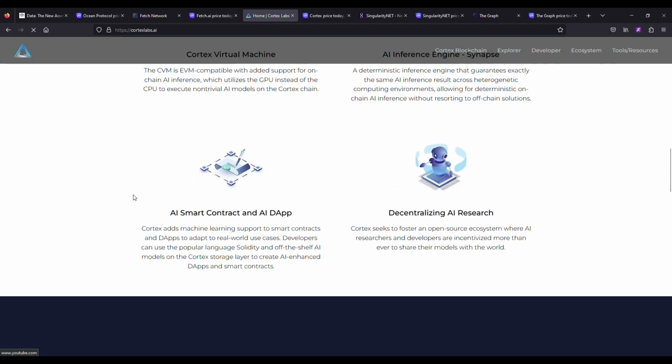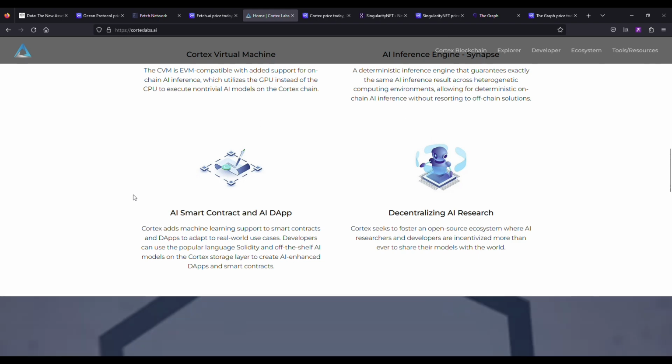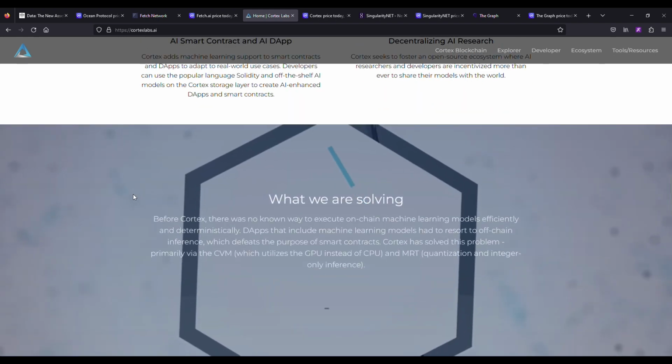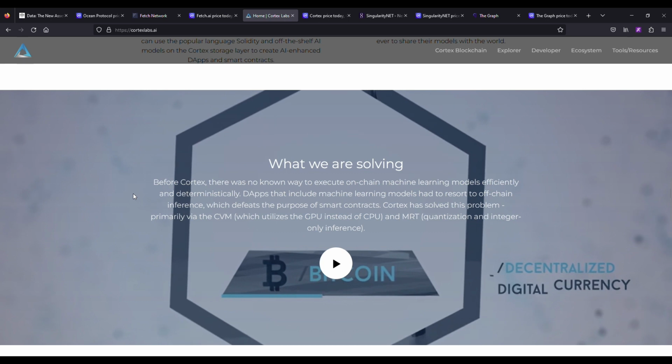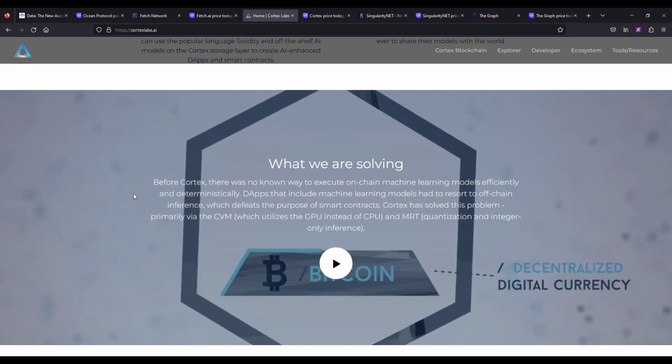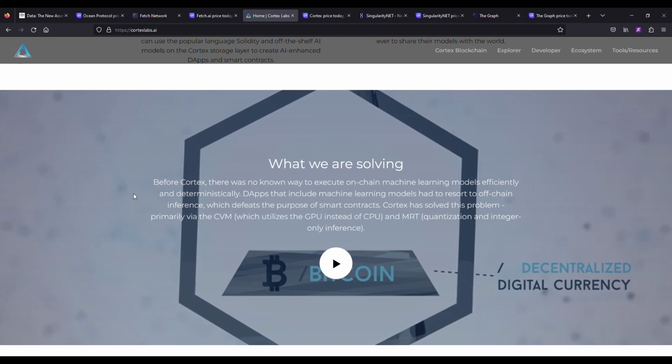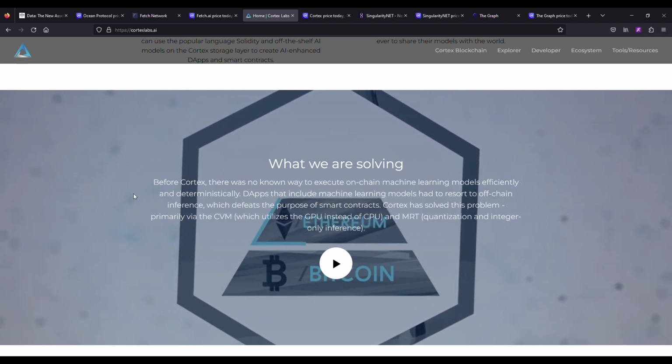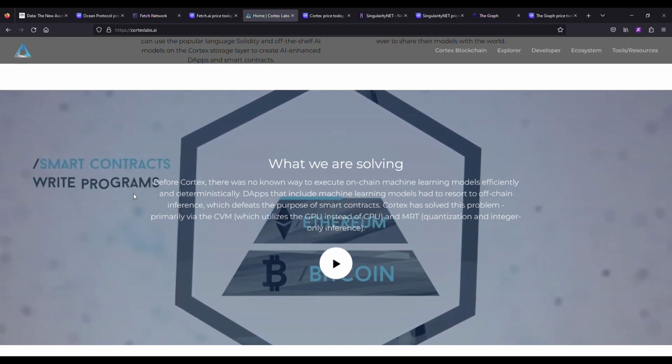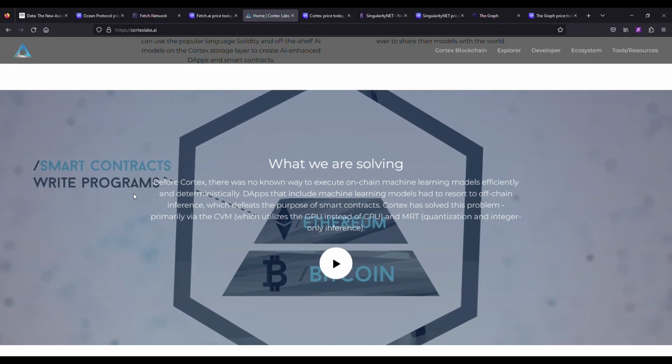The key technology of Cortex blockchain is the Cortex Virtual Machine, or CVM. The CVM is ported from the Ethereum Virtual Machine, or EVM, and is backwards compatible with the EVM, with added layers for AI inference, infer instructions, and a deterministic inference engine.